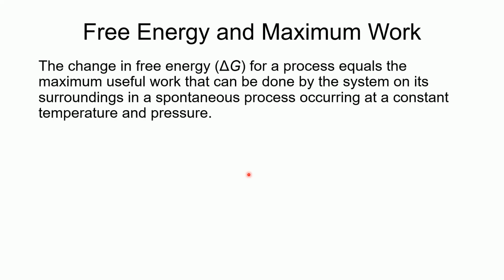So we want to look at one more thing in this section before we go to the section talking about equilibrium constants. Here in this particular segment, we'll be talking about how free energy is related to work. And this kind of gives a meaning to what free energy is talking about. So what does this quantity even mean? We'll find that the change in free energy for a process equals the maximum useful work that can be done by the system on the surroundings in a spontaneous process occurring at constant temperature and pressure.